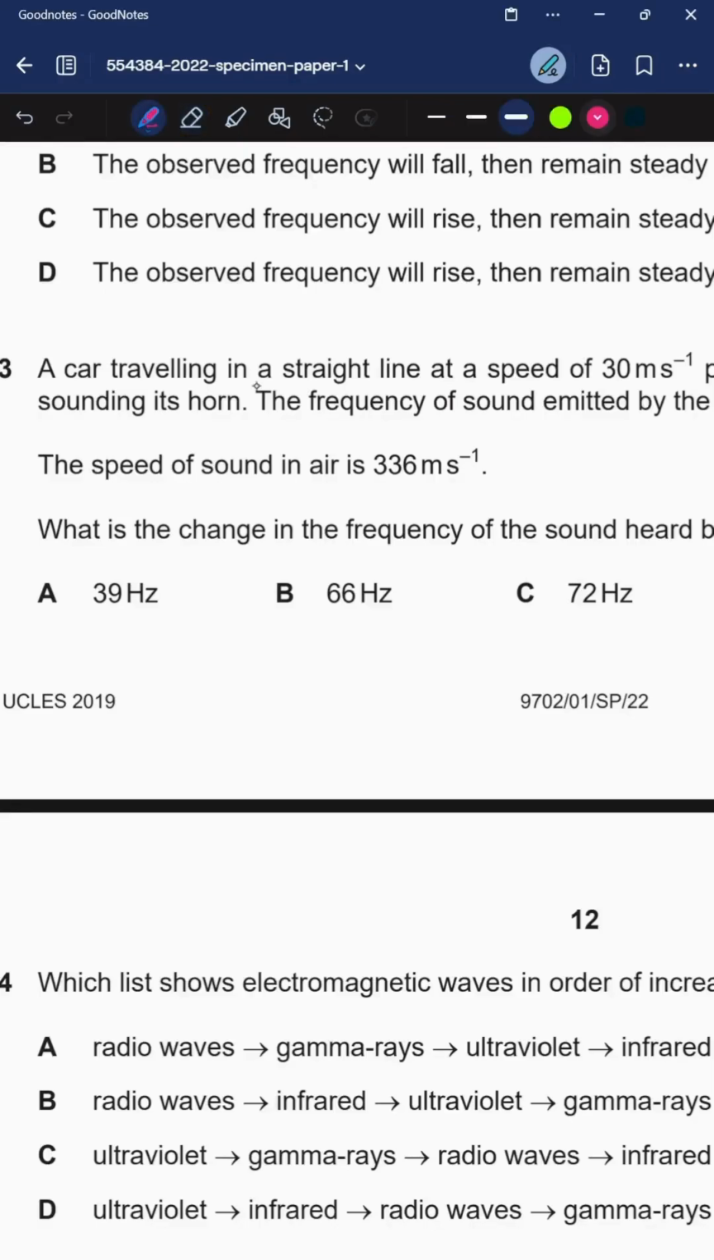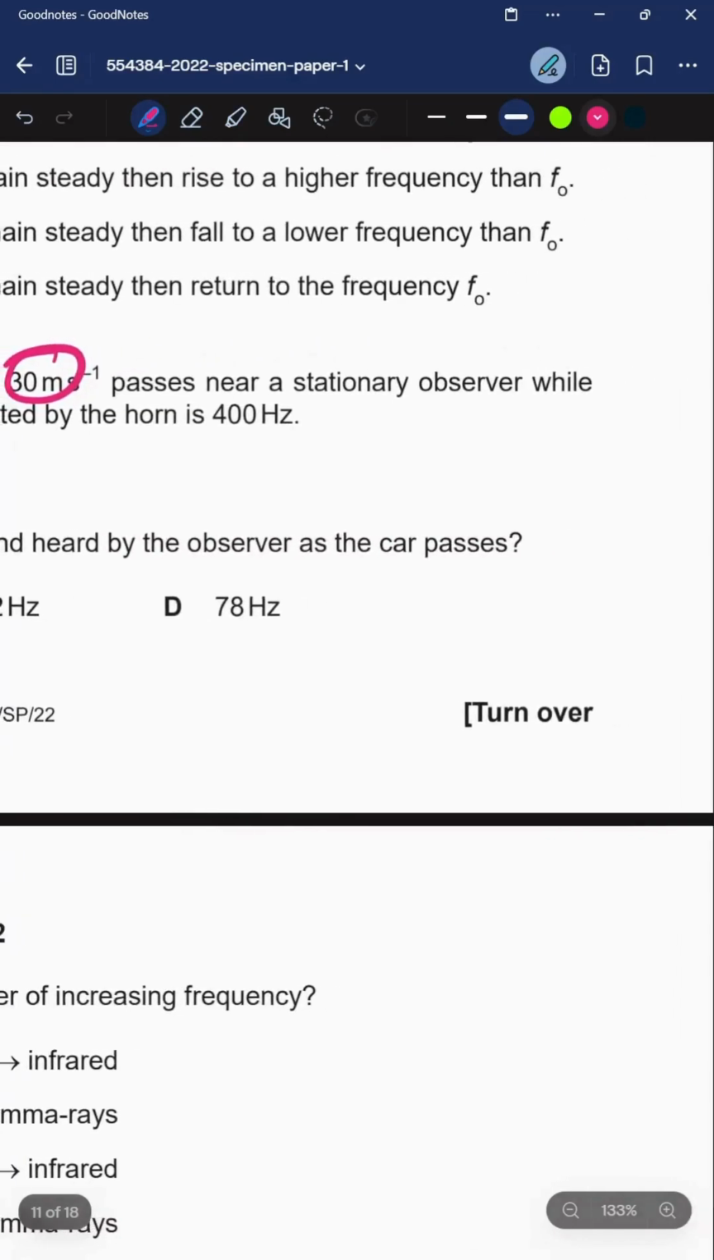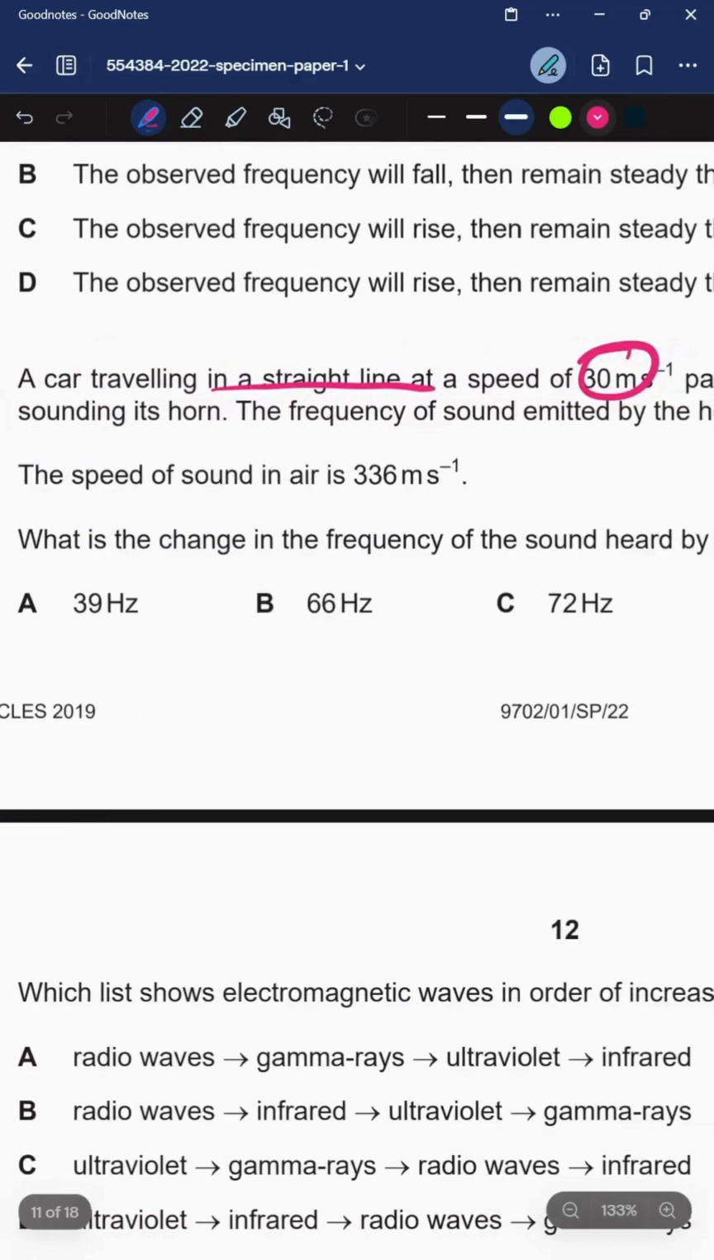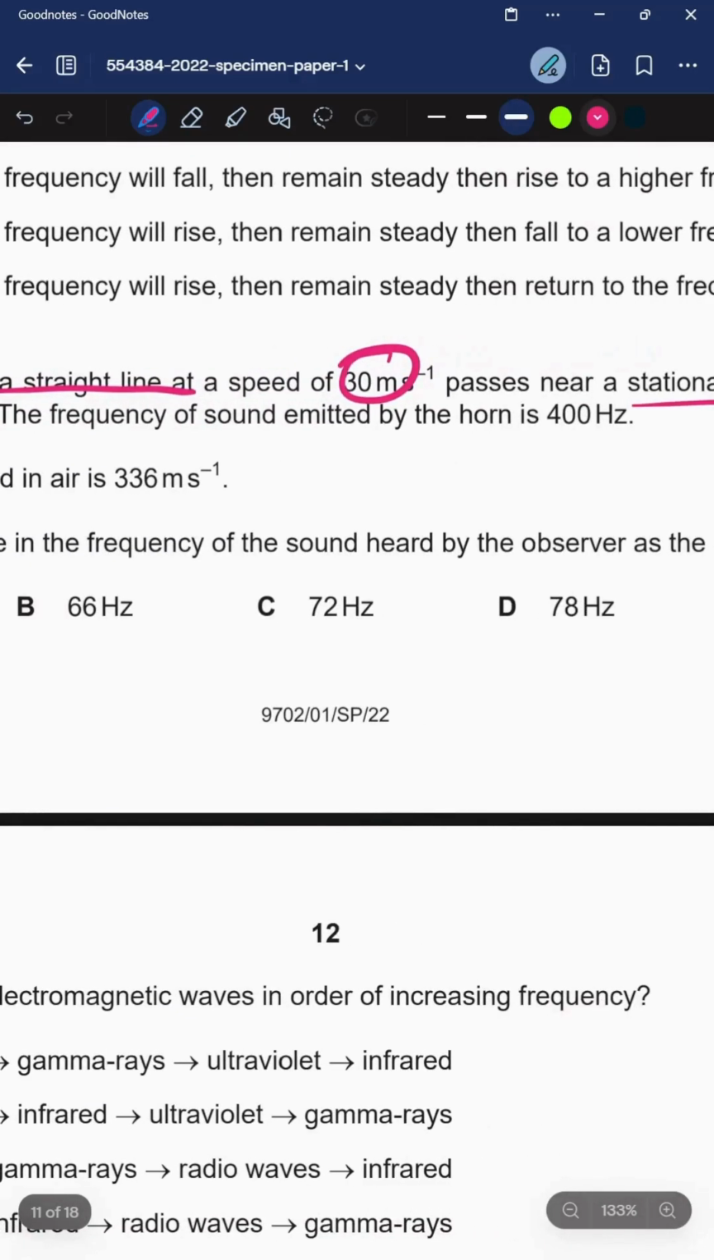A car is traveling in a straight line at a speed of 30 meters per second, and it passes near a stationary observer while it's sounding its horn. The original frequency of the horn is 400 hertz. So we know the sound is 400 hertz, and the car is moving with 30 meters per second.